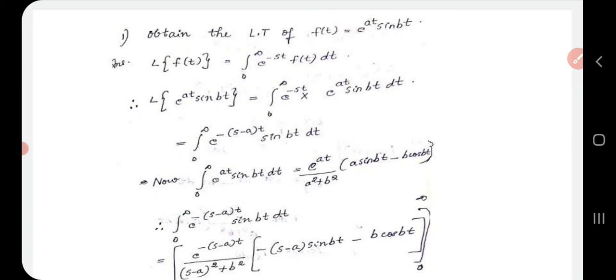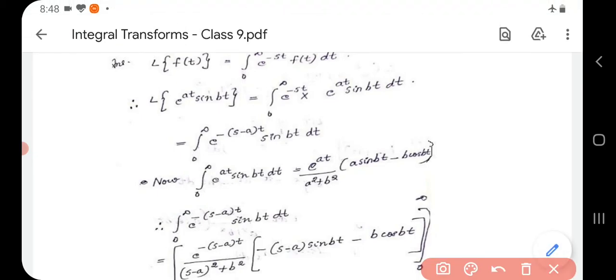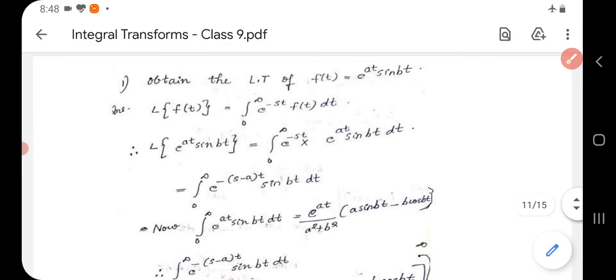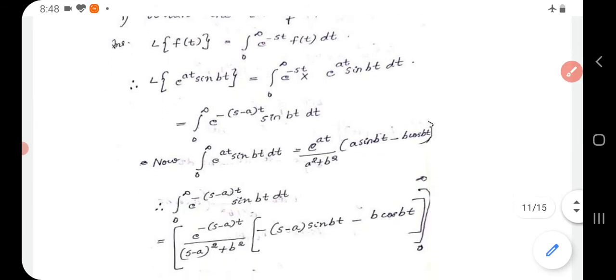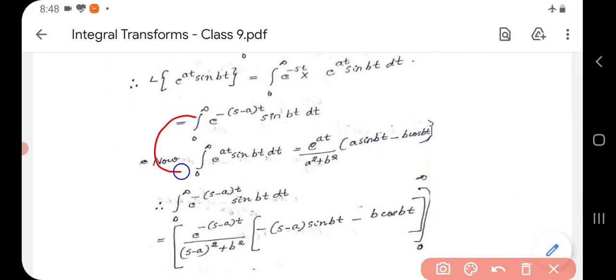s by s square plus a square, right? So now here there is an additional term, that is e raised to at sin bt. Okay, so this is a formula. Just make the substitution here. Just group the common terms. This is written here. Similar to that we have derived for sin at, this is also of this form. So make the corresponding changes.